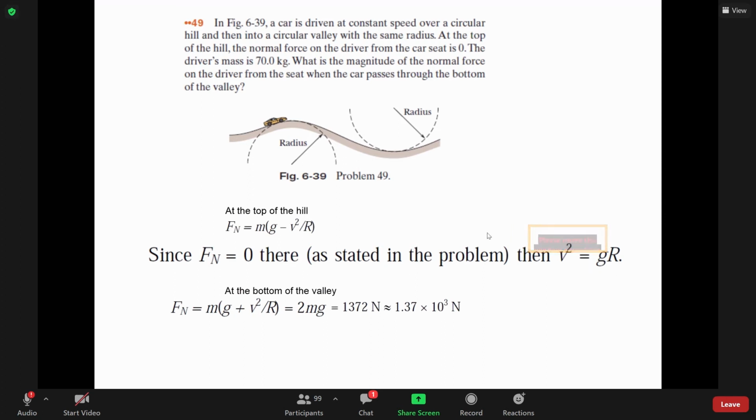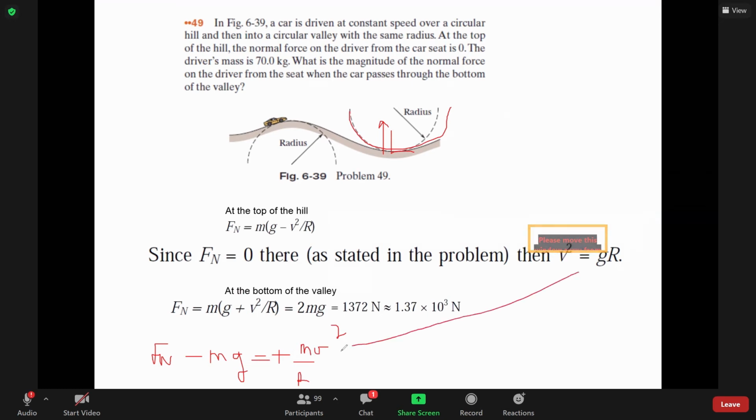Now at the bottom of the valley, there are two forces, which means Fn minus mg. And what is the acceleration? Should it be positive or negative? It should be positive. Why? Because it is toward the center of the circle. So it is plus m v squared over r. Now, I know v squared from the previous part: it is gr. So I can substitute it.